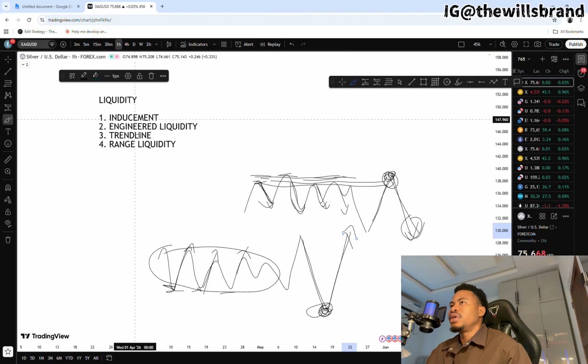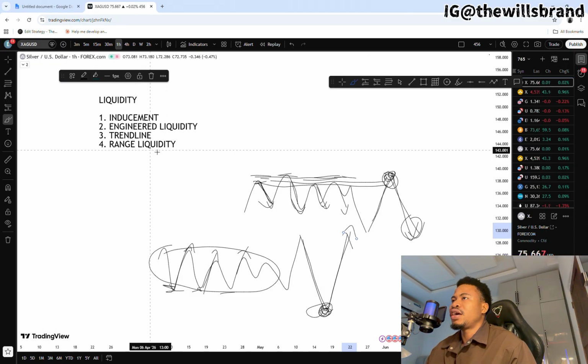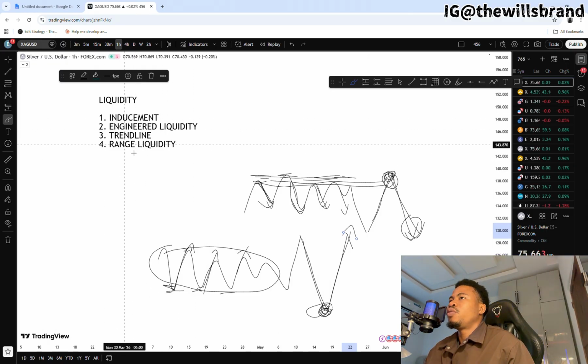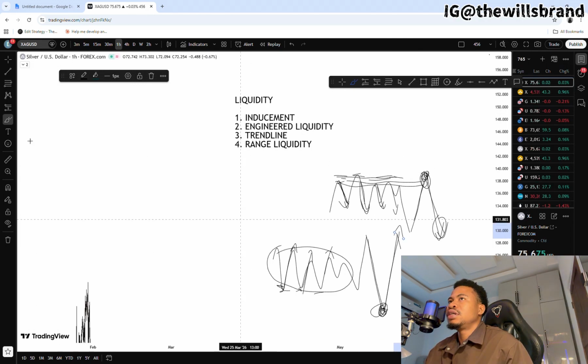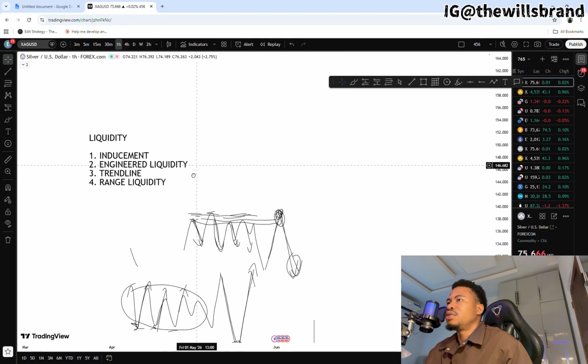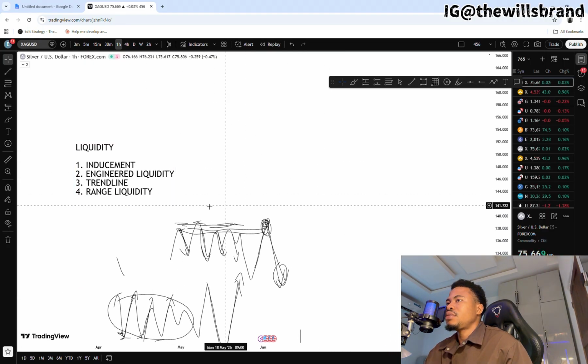Now, there are types of liquidity. We have inducement, we have engineering liquidity, we have trend line liquidity, we have range liquidity. I'll be talking about all of these types of liquidity separately, but we are going to start with range liquidity, because in range liquidity we have inducement and engineering liquidity. All of these are just types of range liquidity.